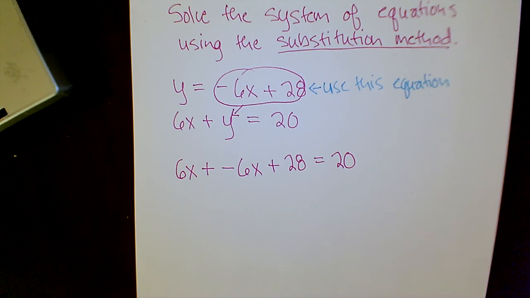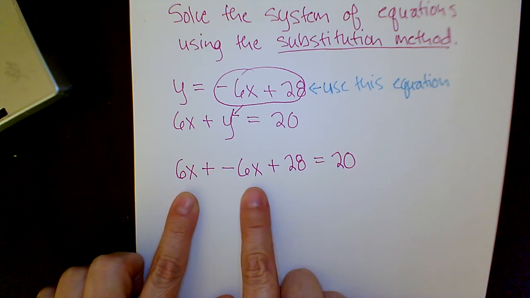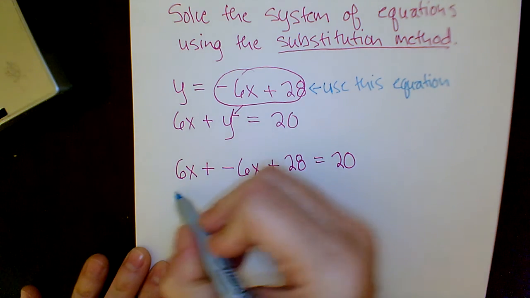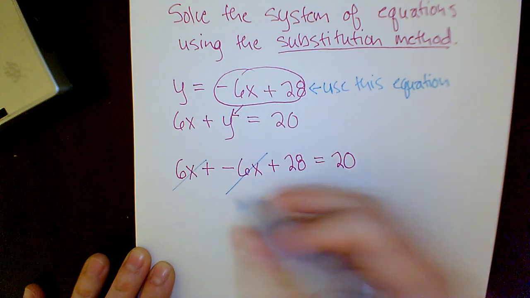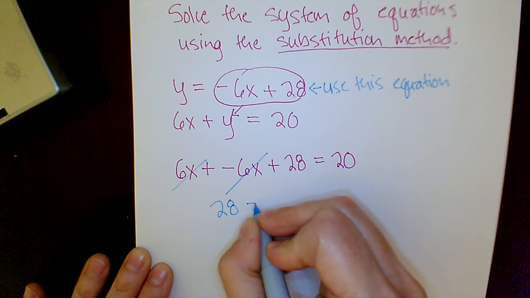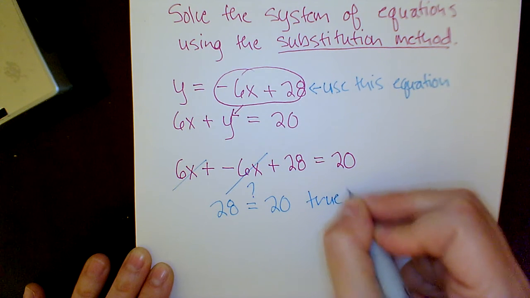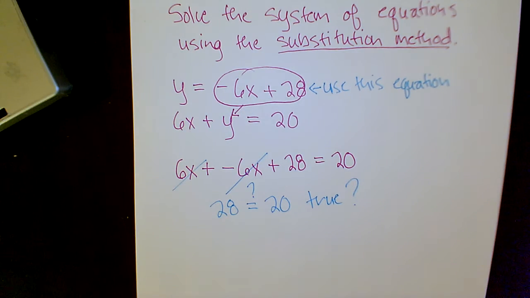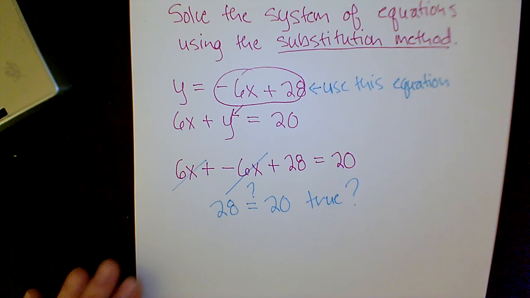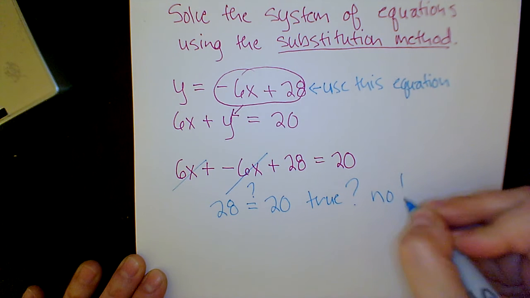Okay, if you look, what's going to happen with the x's? They're going to cancel out, right? And all I'm left with is 28 on one side and 20 on the other. Well, does 28 ever equal 20? Is that true? No.